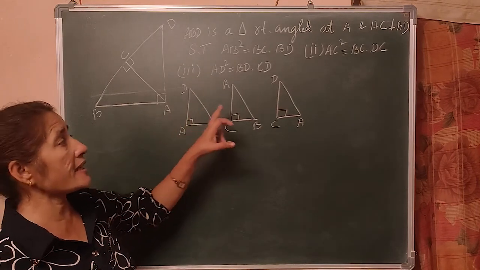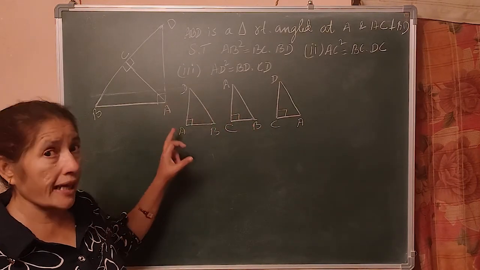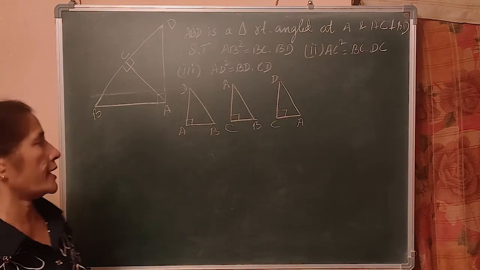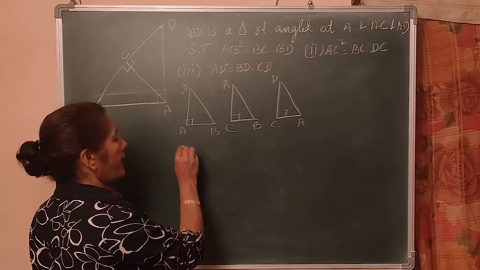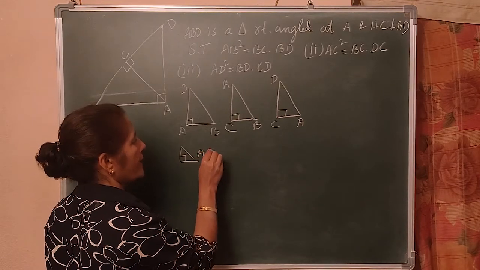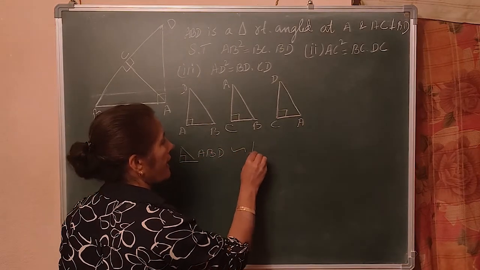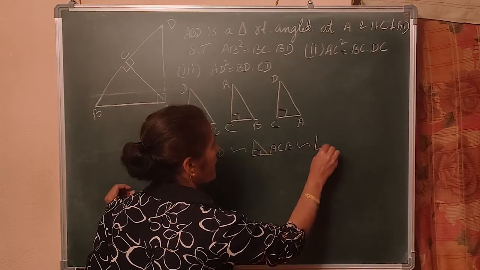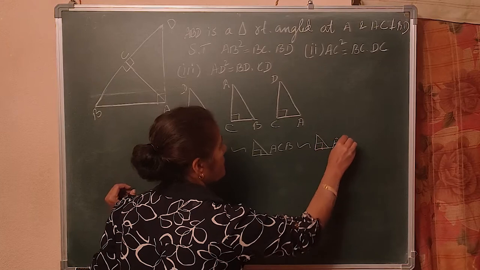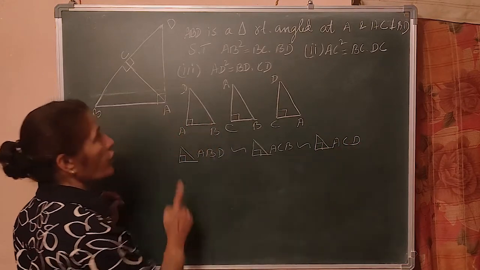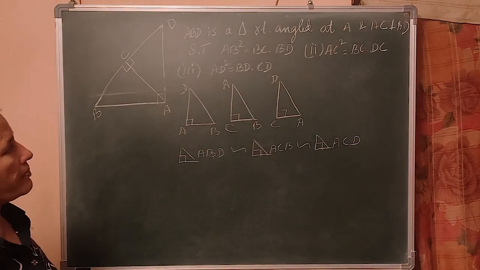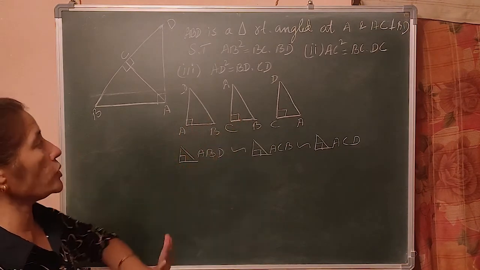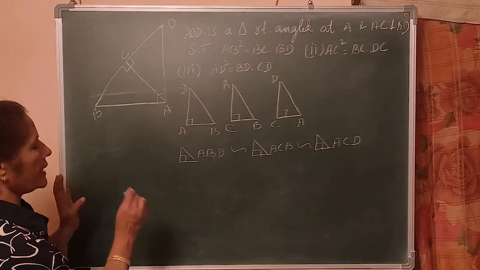When A is similar to B and A is similar to C, I can say A is similar to B is similar to C. So, I write down right angle triangle ABD is similar to right angle triangle ACB is similar to right angle triangle ACD. Now, first I want AB square. Where is AB? AB is here, AB is here. So, I take out those two triangles.